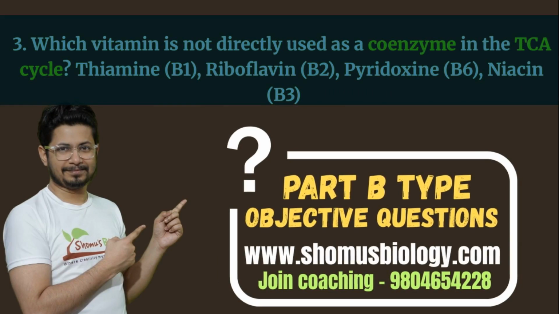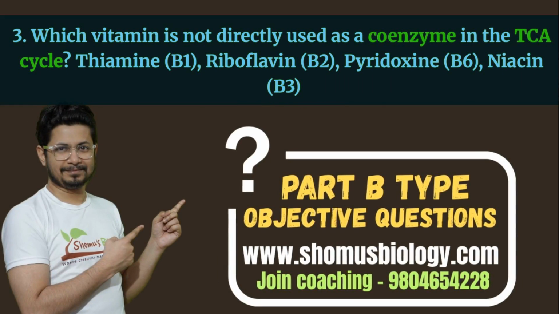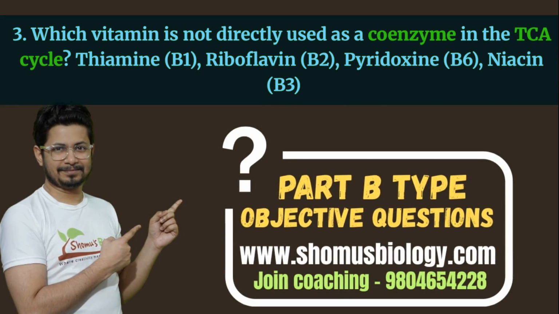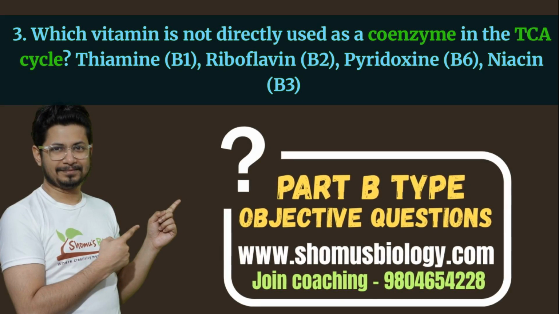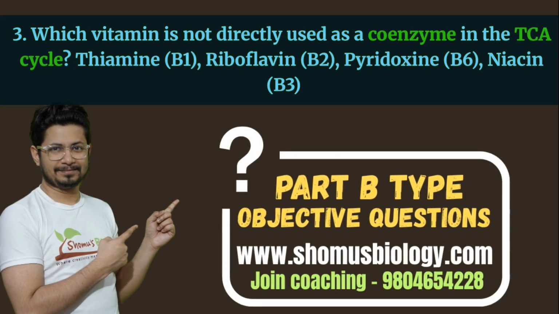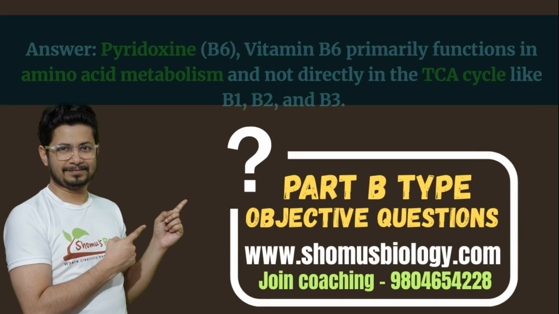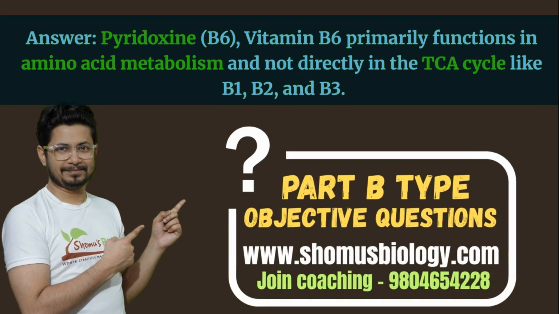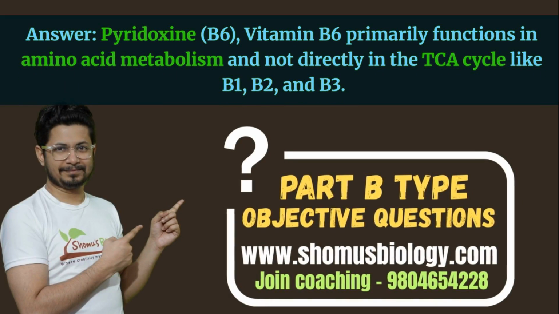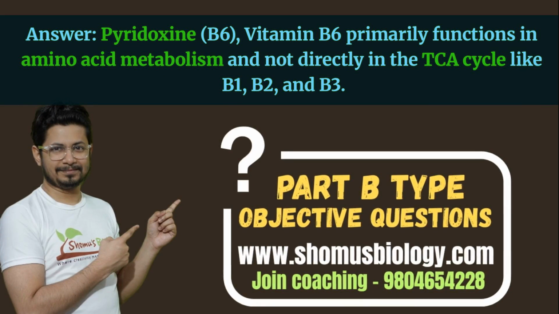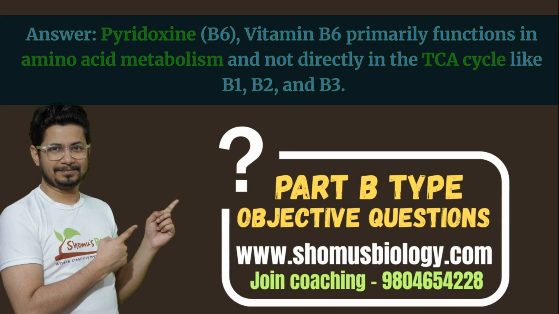3. Which vitamin is not directly used as a coenzyme in the TCA cycle? Thiamine, B1, riboflavin, B2, pyridoxine, B6, niacin, B3. Answer: pyridoxine, B6. Vitamin B6 primarily functions in amino acid metabolism and not directly in the TCA cycle like B1, B2, and B3.